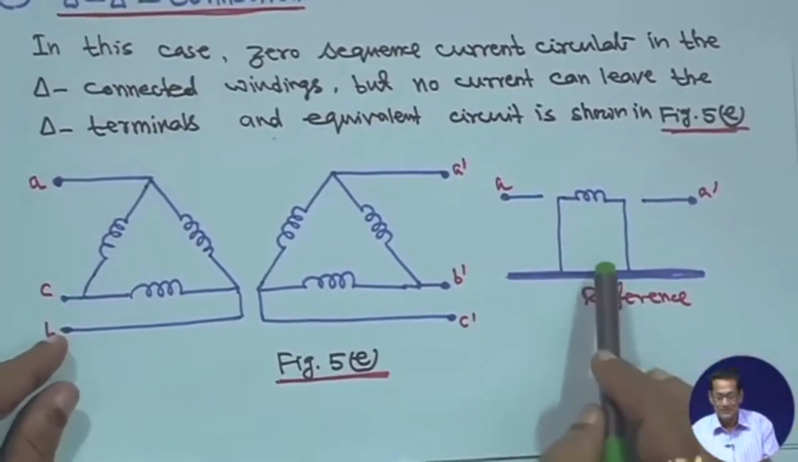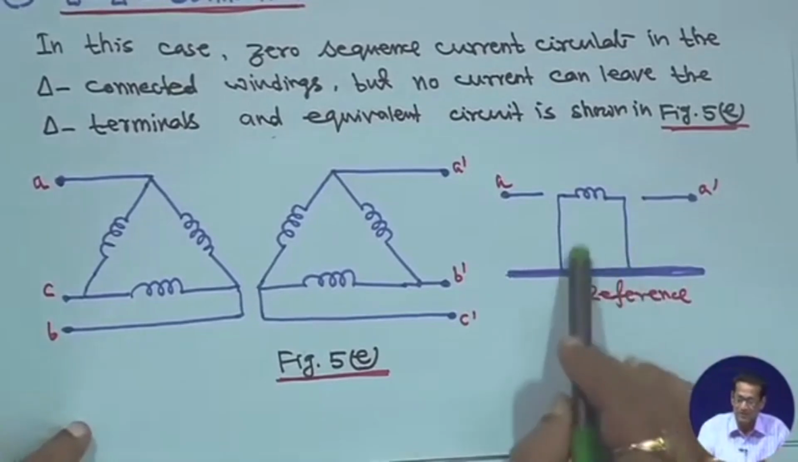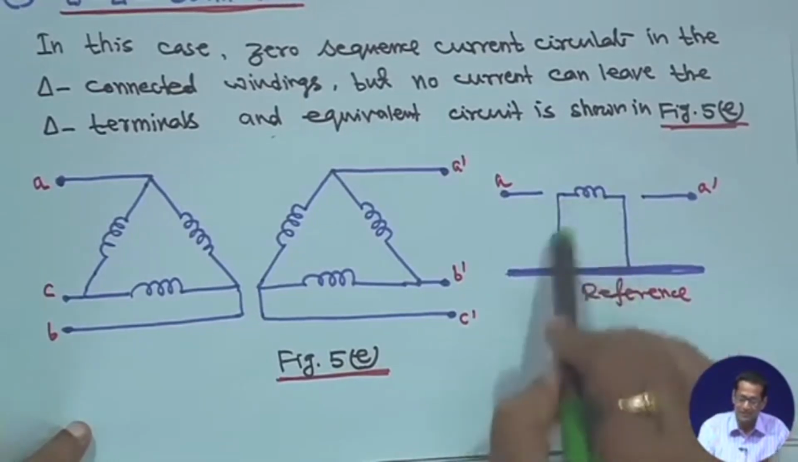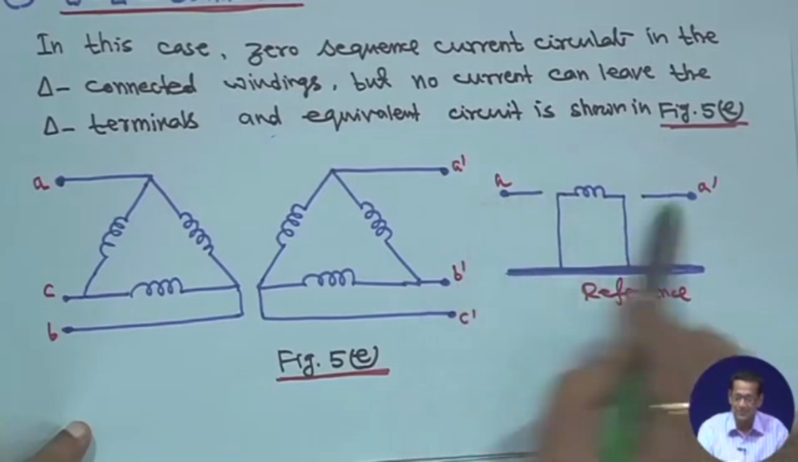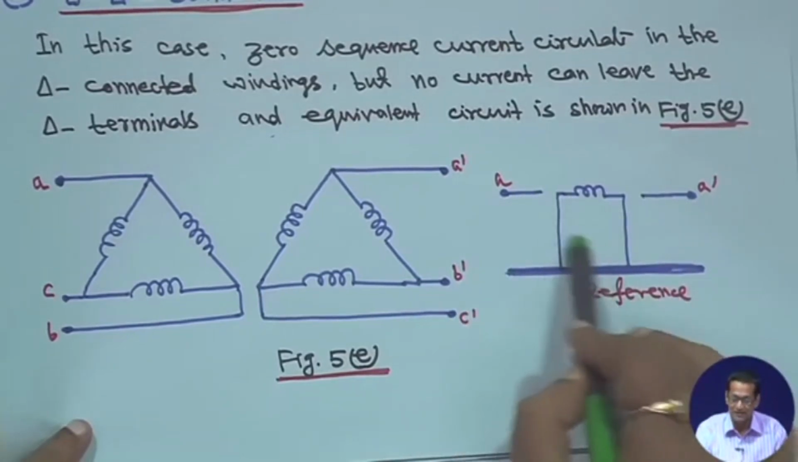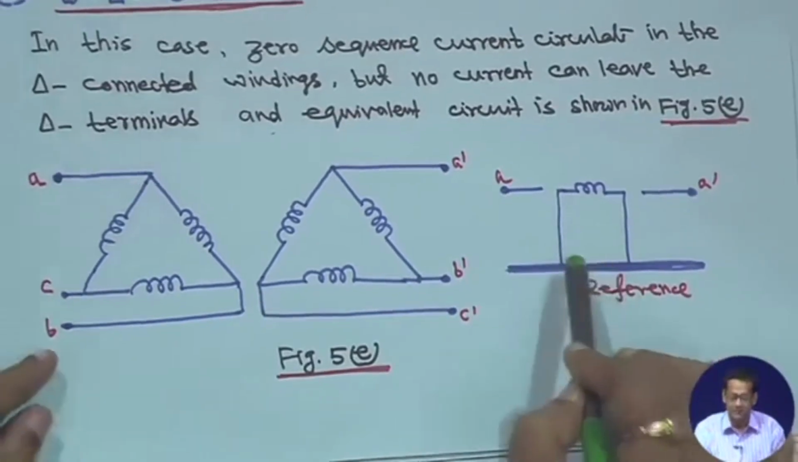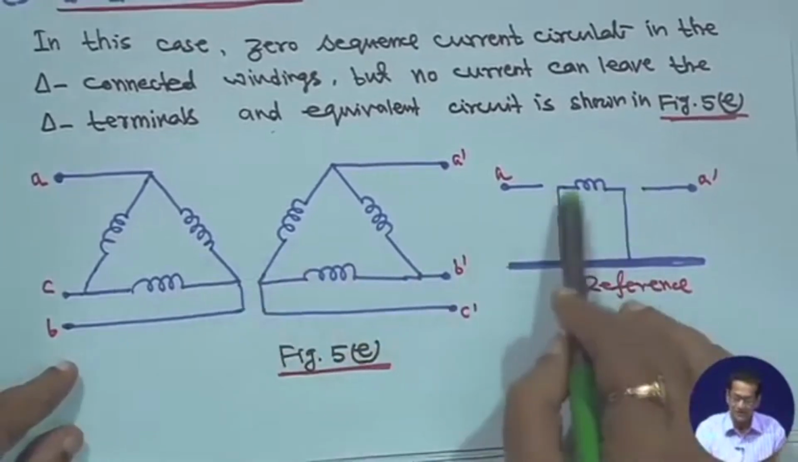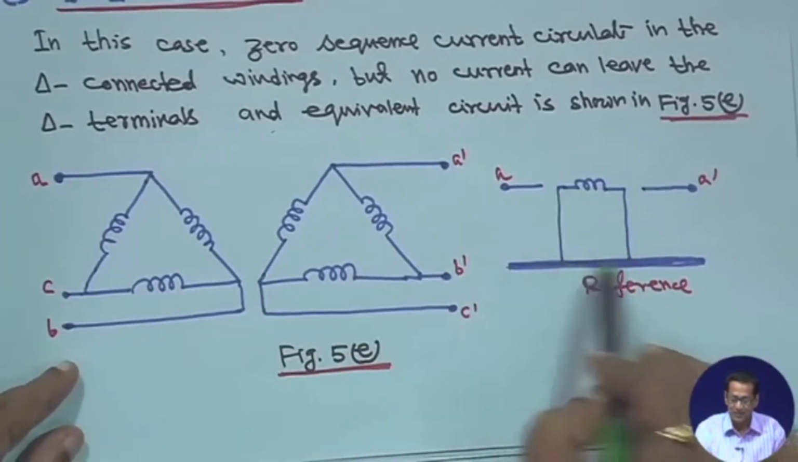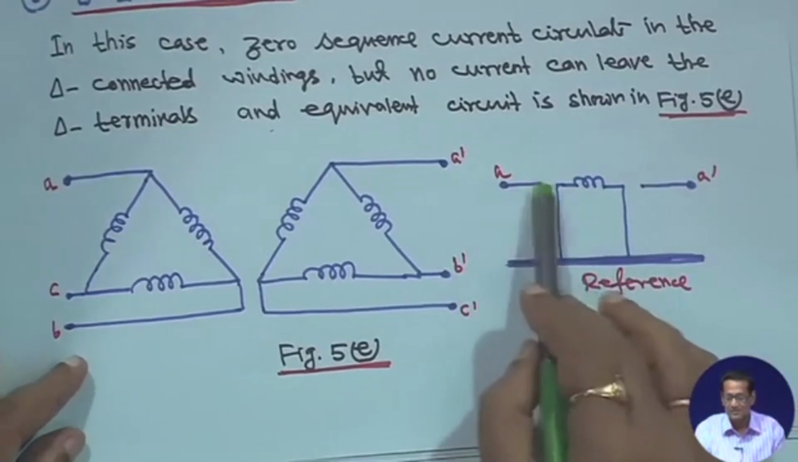So, if you look at this kind of diagram, this loop itself is isolated from this side or this side because it is a circulating current. So, for delta you simply connect it to the reference, but this will remain open.